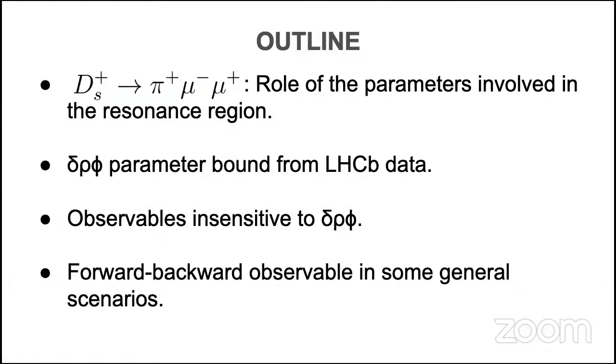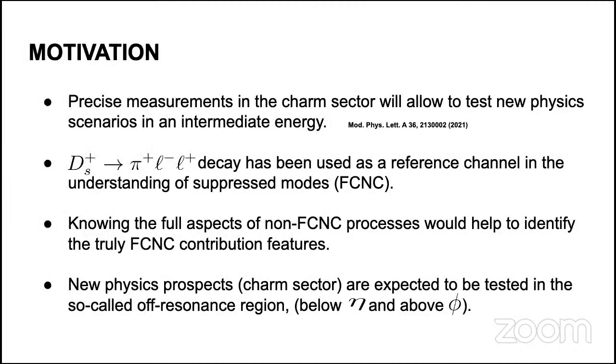First of all, we study the role of the parameters involved in the resonant region of the decay, and we focus on the relative phase between rho and phi, delta rho phi. We want to take it from LHCb data and fit this parameter. Then we look for an observable insensitive to this phase, focus on the forward-backward observable, and we analyze some general scenarios with this observable.